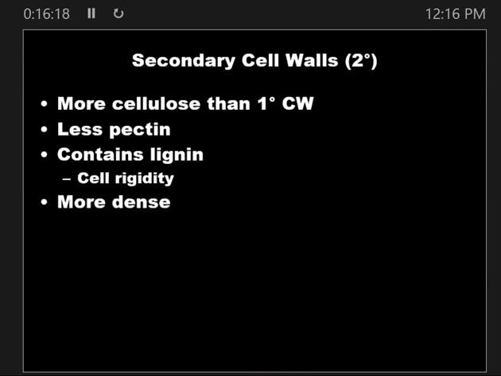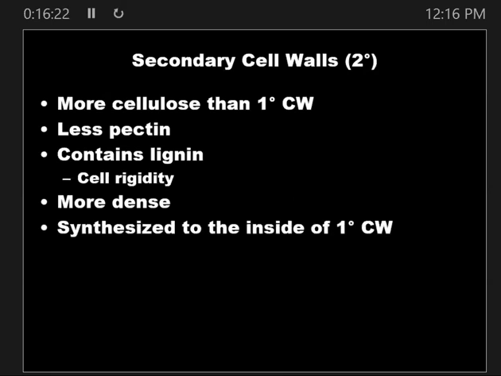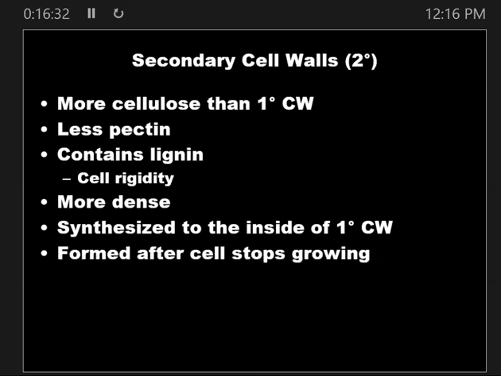Definitely more dense than a primary cell wall. And like I said and showed you in that picture, when a plant cell decides, okay, I need to put down a secondary cell wall, they'll put it down to the inside of the primary cell wall. And it's formed after the cell is done growing. So once the cell has reached its mature size and it's good to go, if it's destined to have a secondary cell wall, then the secondary cell wall production will kick in.